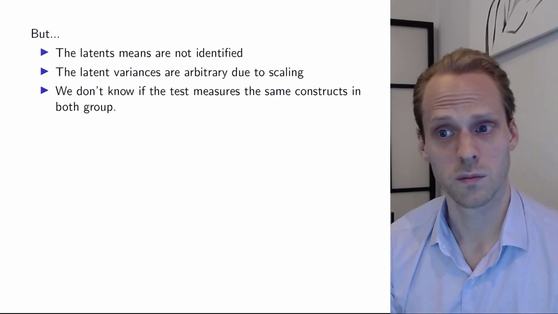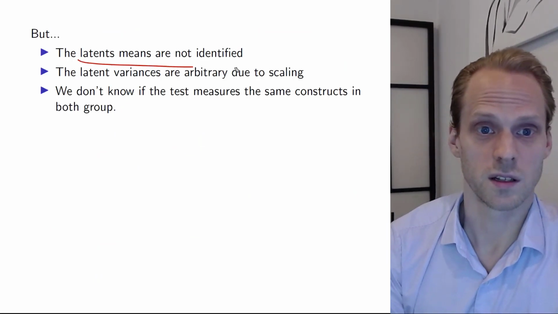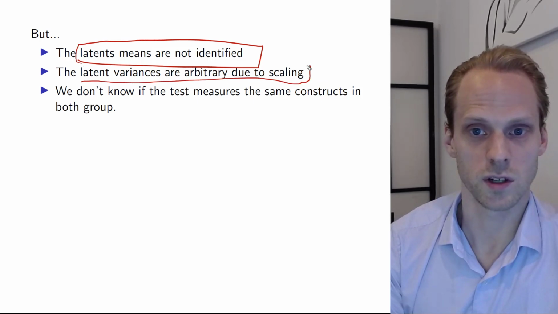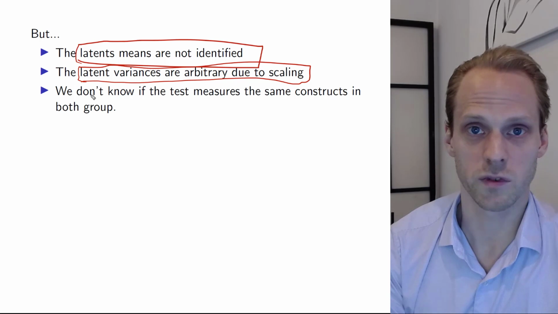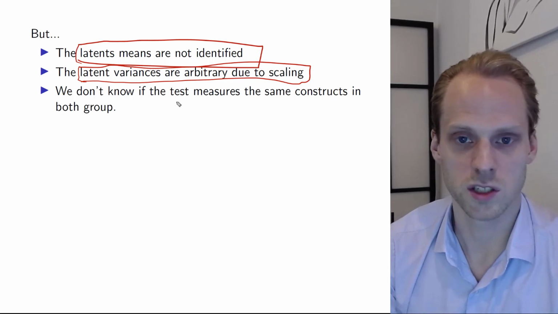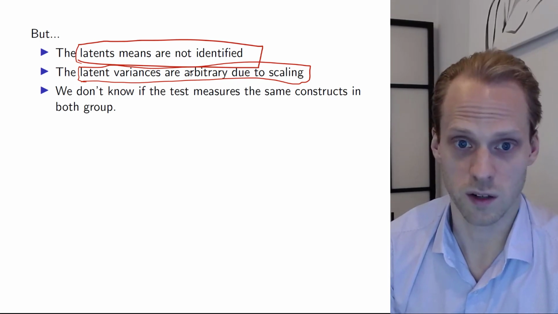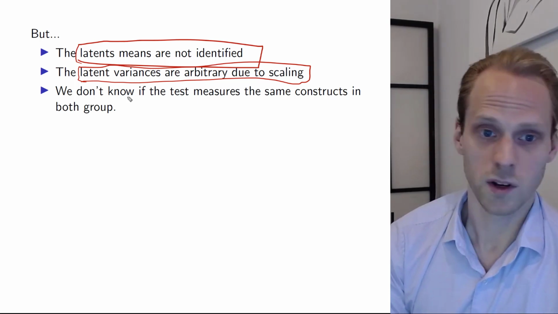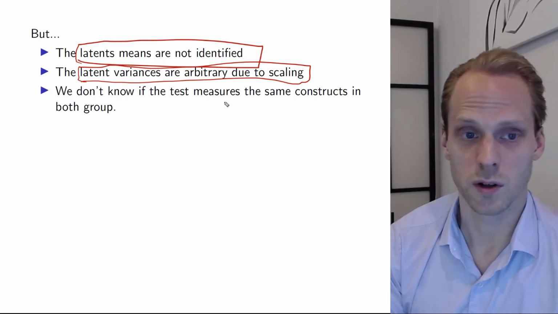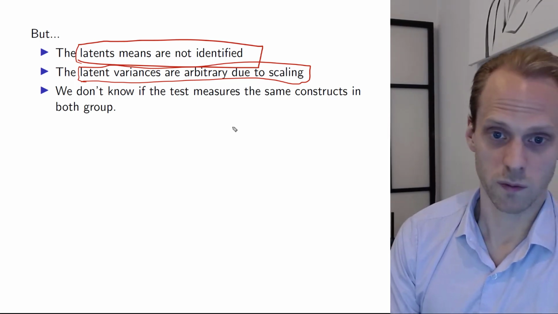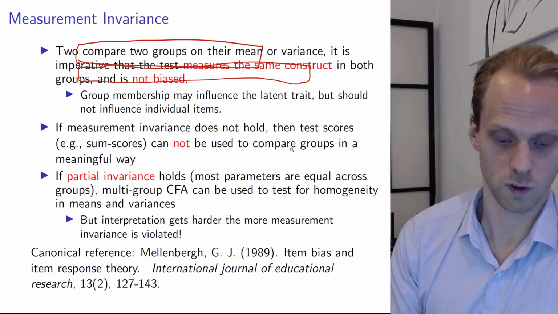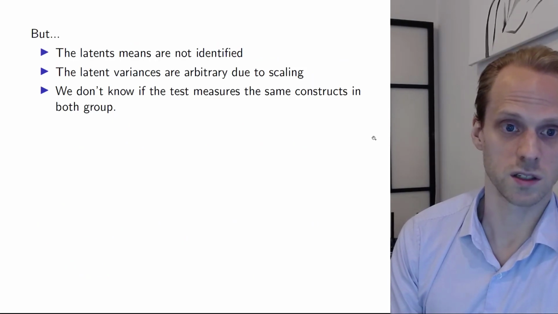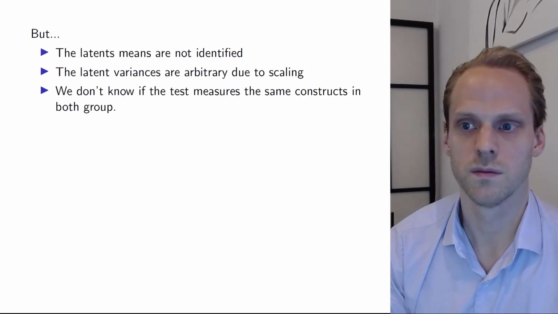But we have a problem: the latent means are not identified. And the latent variances are arbitrary because of the scaling. So we just arbitrarily set it to 1, or we arbitrarily set it to something, but that's just due to the first item having a constrained factor loading. And we don't even know if this test measures the same thing in both groups. So that's what we want to do, but we can't do it because we already set alpha to 0.